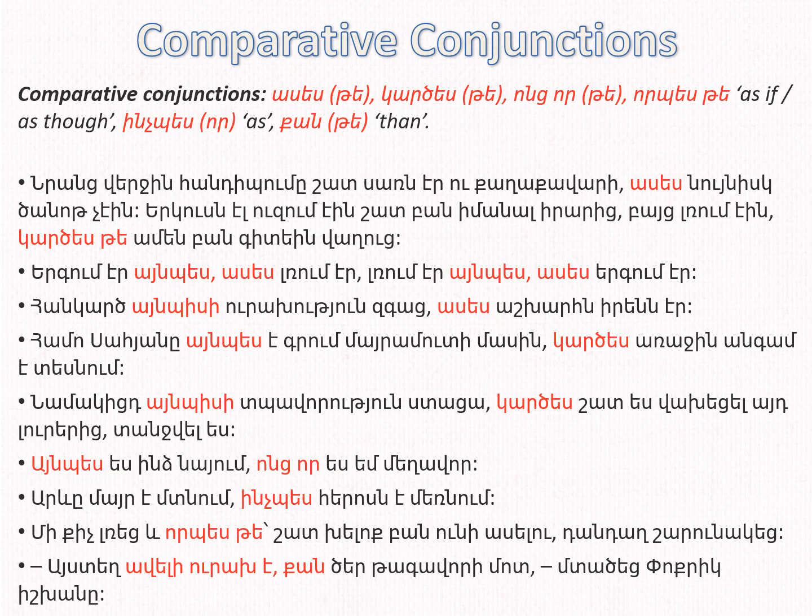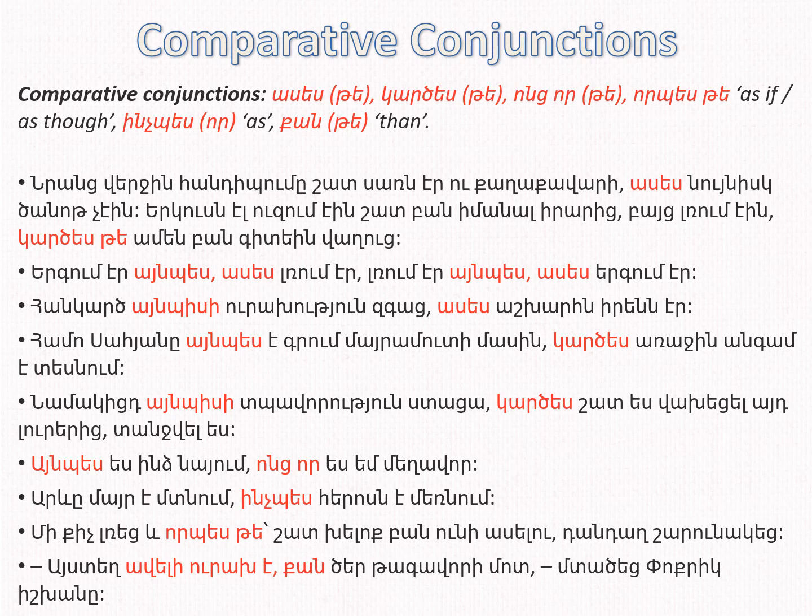Comparative conjunctions express similarity, comparison, or imagined situations. The conjunctions ases, karces, vonsvor, and vorpes te are typically translated as if or as though. For example, Նրանց վերջին հանդիպումը շատ սառներ ու քաղաքավարի, ասես նույնիսկ ծանոթ չէին. Their last meeting was cold and polite, as if they didn't even know each other.